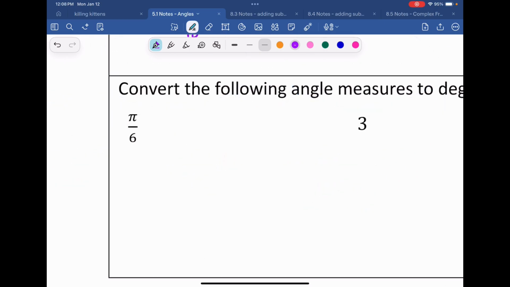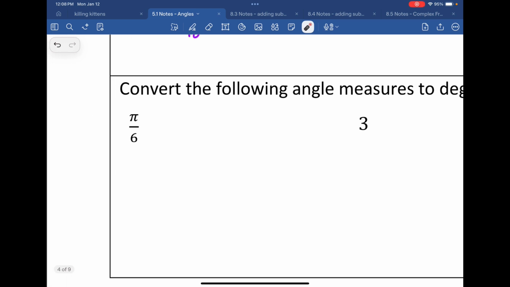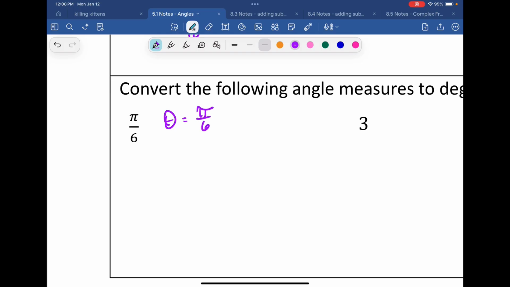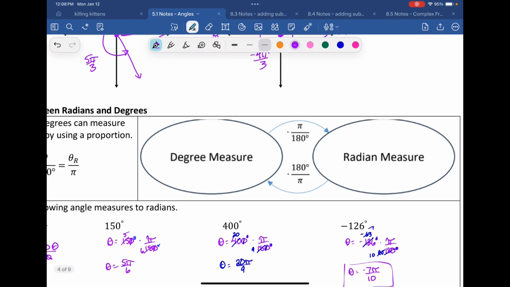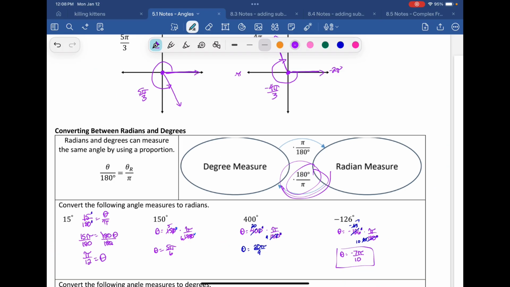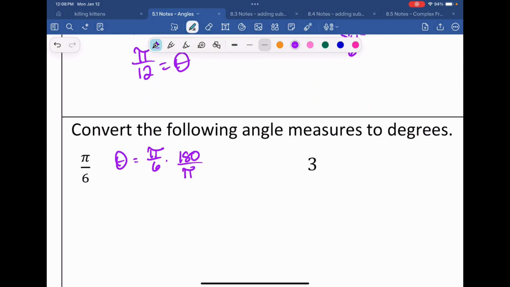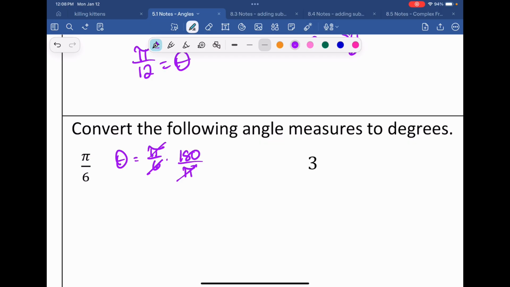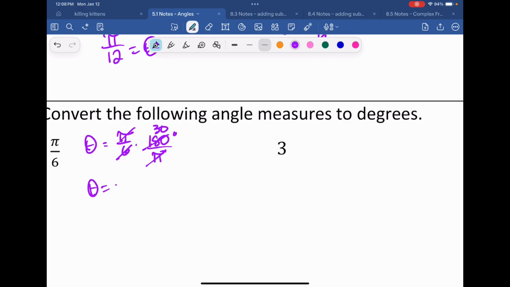All right, this one we're going the other direction. These are radians. And I know they're radians because, well, number one, it tells me. But there's no degree. All right, so our theta in degrees equals our angle times 180 over pi, going from radians to degrees. Okay, pi over 6, 180, it's 180 degrees. 6 goes into 180 degrees 30 times, so theta is 30 degrees.